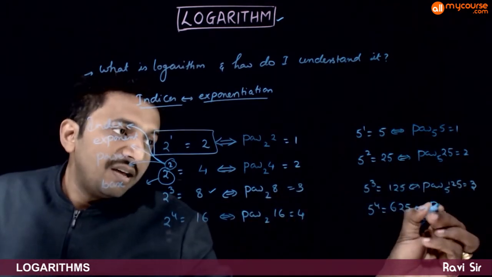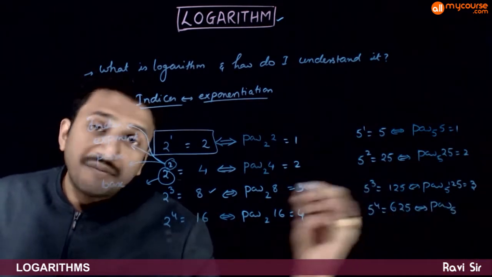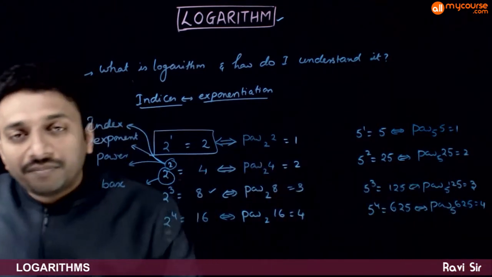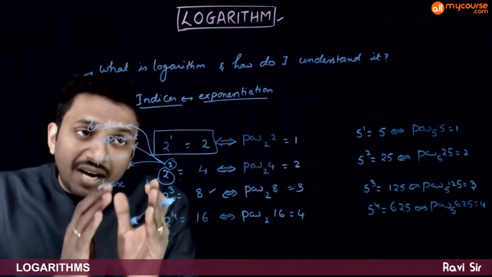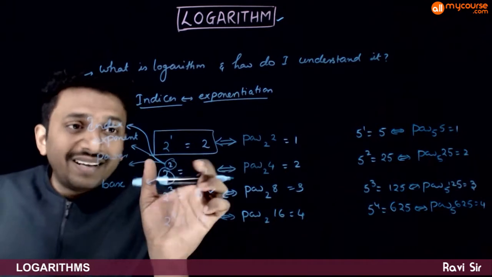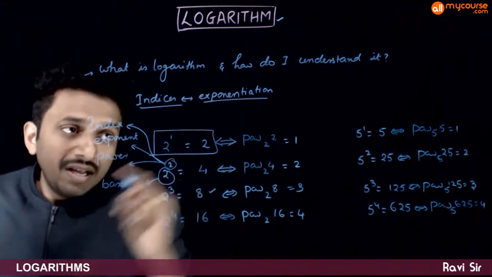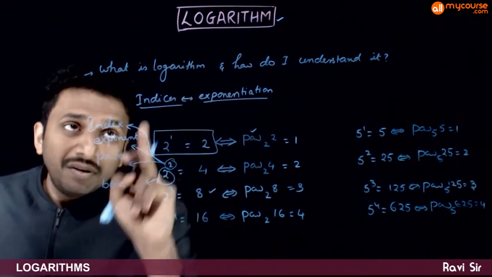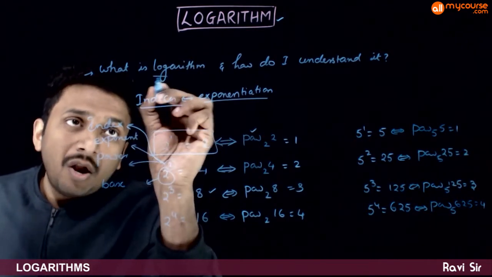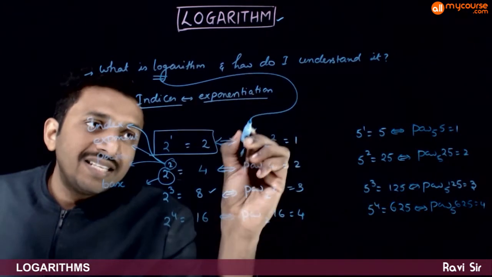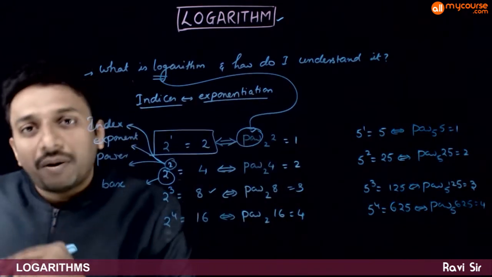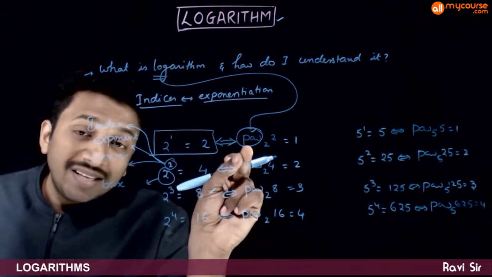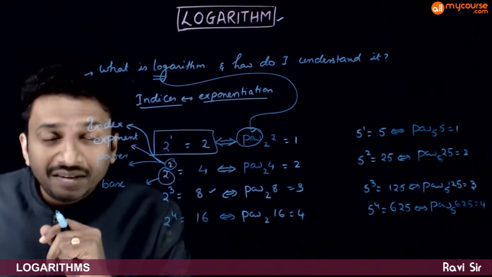Similarly, the power to which the base 5 has to be raised to get 625 as the answer is 4. So I hope you have understood this converse way of writing the same equation. Now, if you want to understand logarithms, you just need to understand logarithm as exactly the same as this power. So log is exactly the same as this power that I have written.